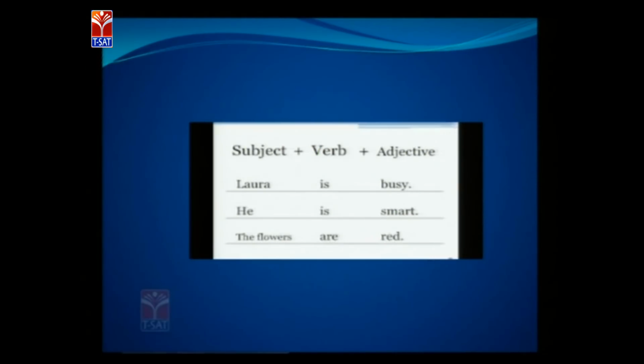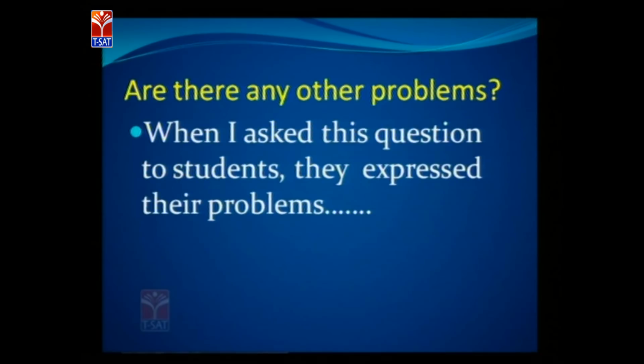Once again, the structures in English. As you know, the sentence structure in English is subject plus verb plus object. Here it is an adjective, but generally S plus V plus O. It is somewhat different from our Indian languages. We have subject plus object plus verb. The verb comes at the end, but here you see the verb in the middle. So this is again difficult for learners.